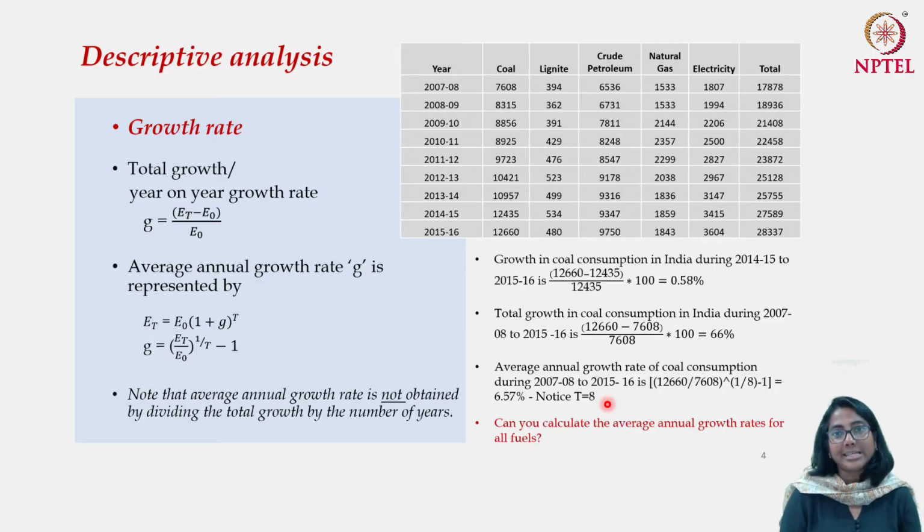Now, one interesting exercise could be, here we have discussed the coal, but you can try to calculate the average annual growth rates for the consumption of the rest of the fuels for India and try to understand for which fuel the growth rate is higher and for which fuel the growth rate is lower. And it will also be interesting to understand whether the growth rate is increasing or declining over time for a particular fuel and what could be the reasons behind that.